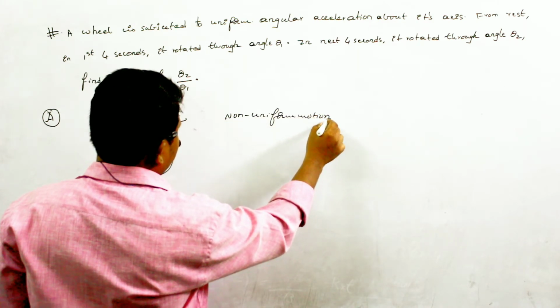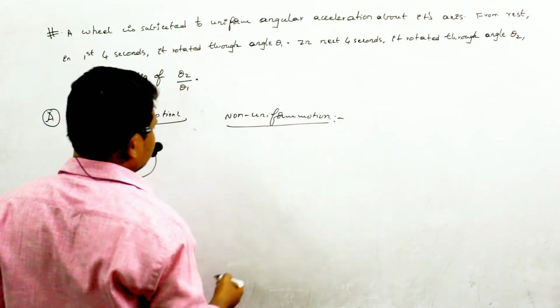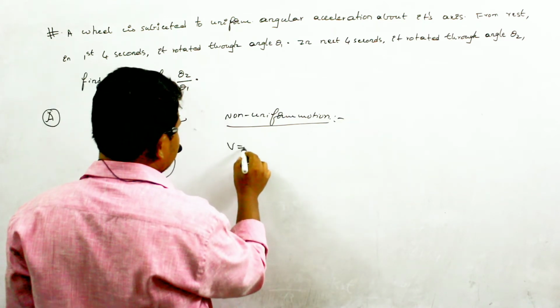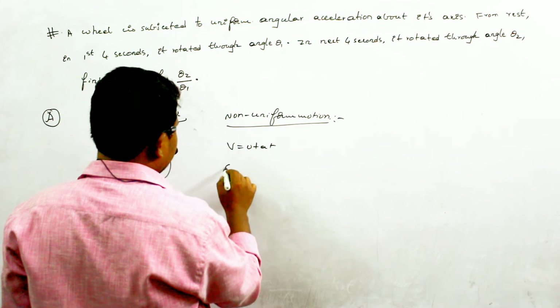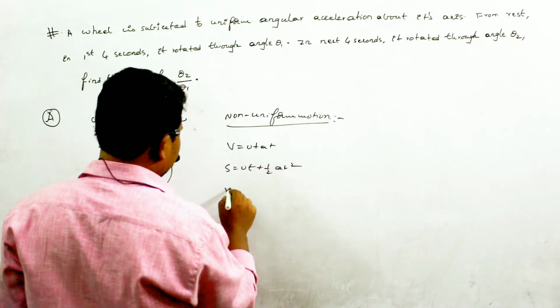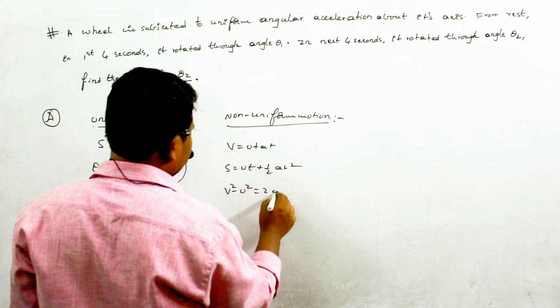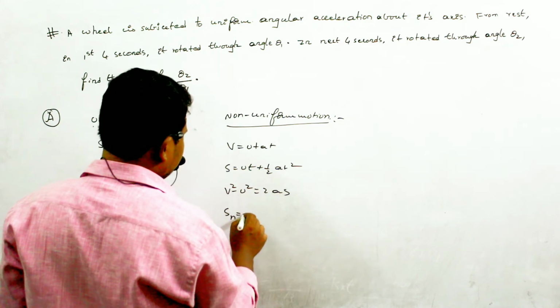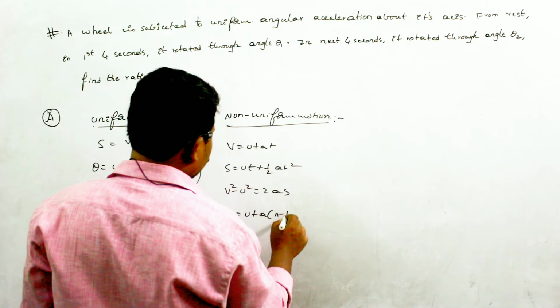For non-uniform motion, that is for uniformly accelerated motion, we have different equations. v is equal to u plus at, s is equal to ut plus half at square, v square minus u square is equal to 2as, s_n is equal to u plus a into (2n minus 1) by 2.